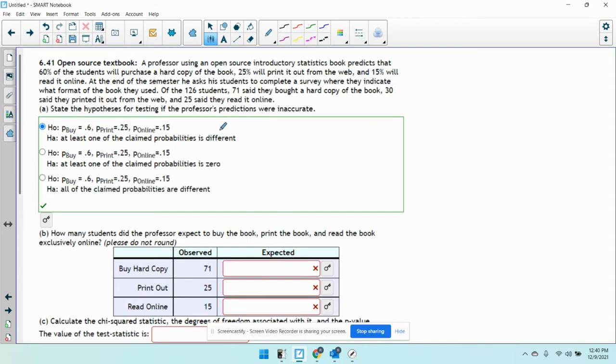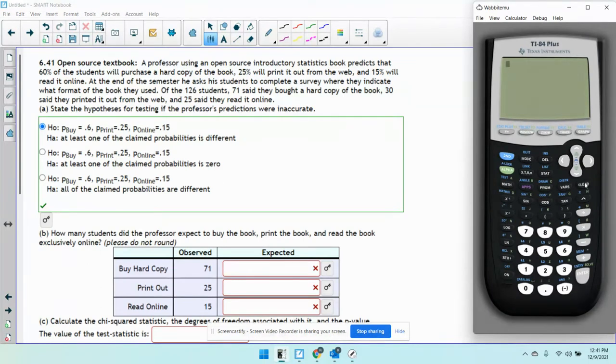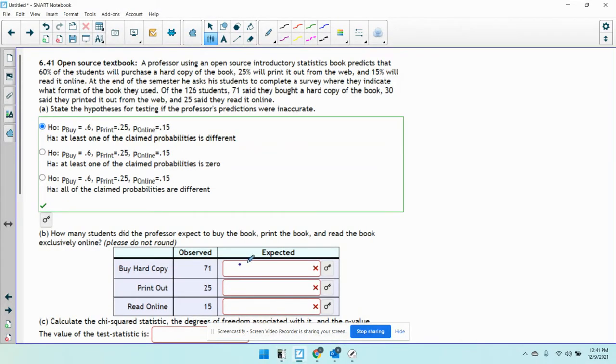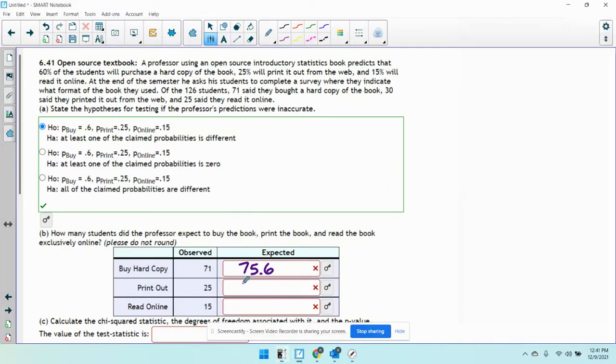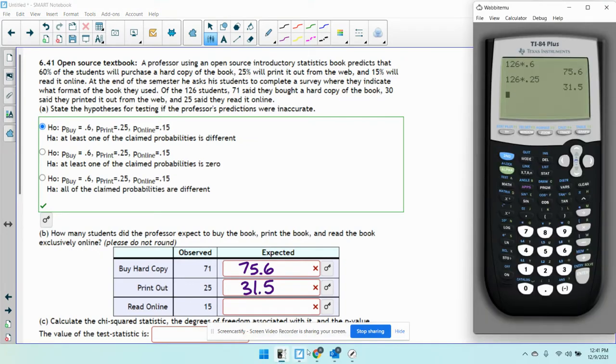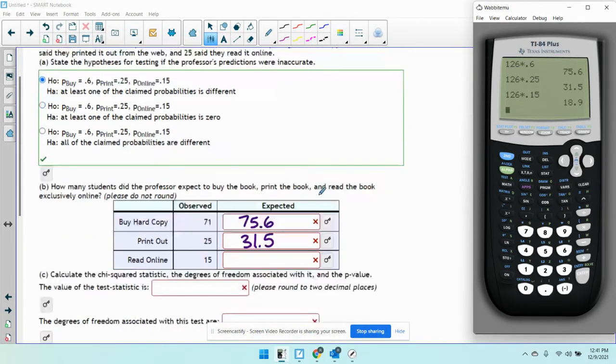But at least one is going to be incorrect. So then we need to figure out, of the 126 students, how many did he expect to buy the hard copy? He expected 60% of 126 to buy the hard copy. Don't round, so this will be 75.6. He expected 25% to print it out, 31.5. And then he expected 15% to read it online, 18.9.